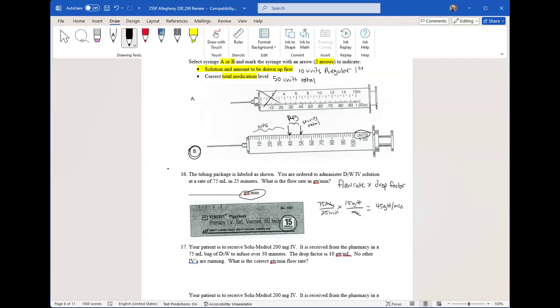As a reminder, if you get an answer of like 40.25 drops per minute, you need to round to the nearest whole drop because you cannot give somebody partial drops, right? So if it's 40.25, you're going to round it to 40. If it's 40.65, round it to 41.